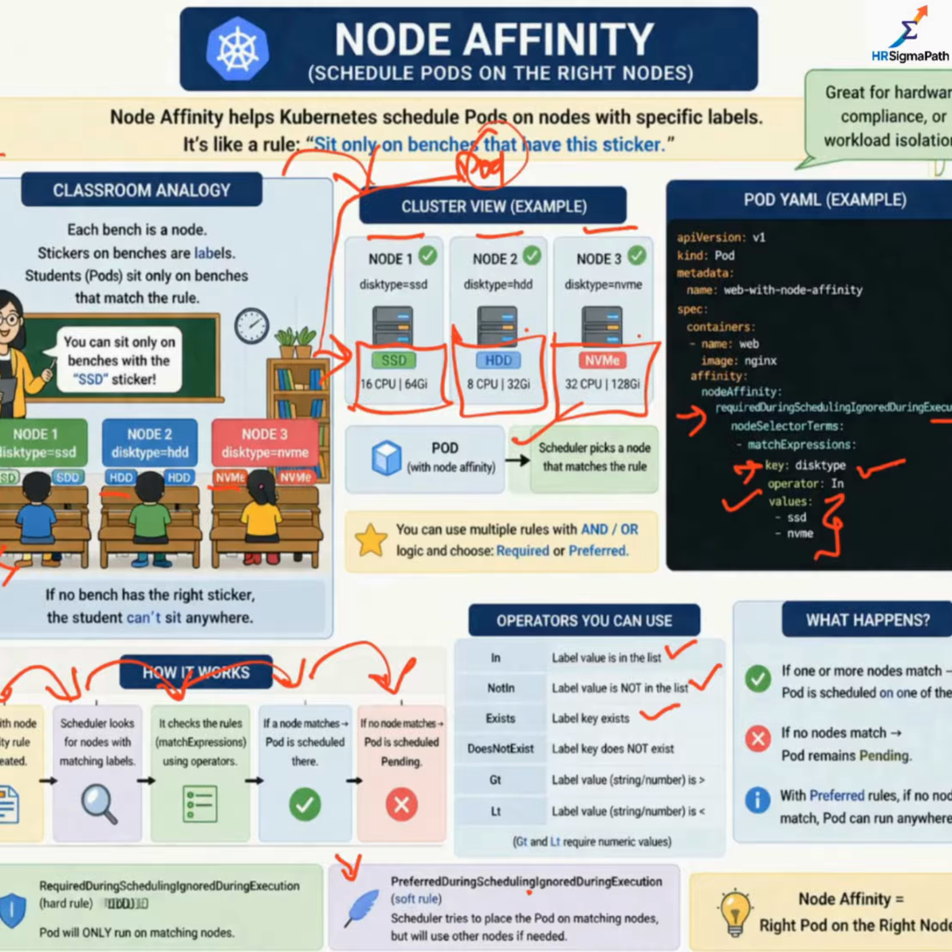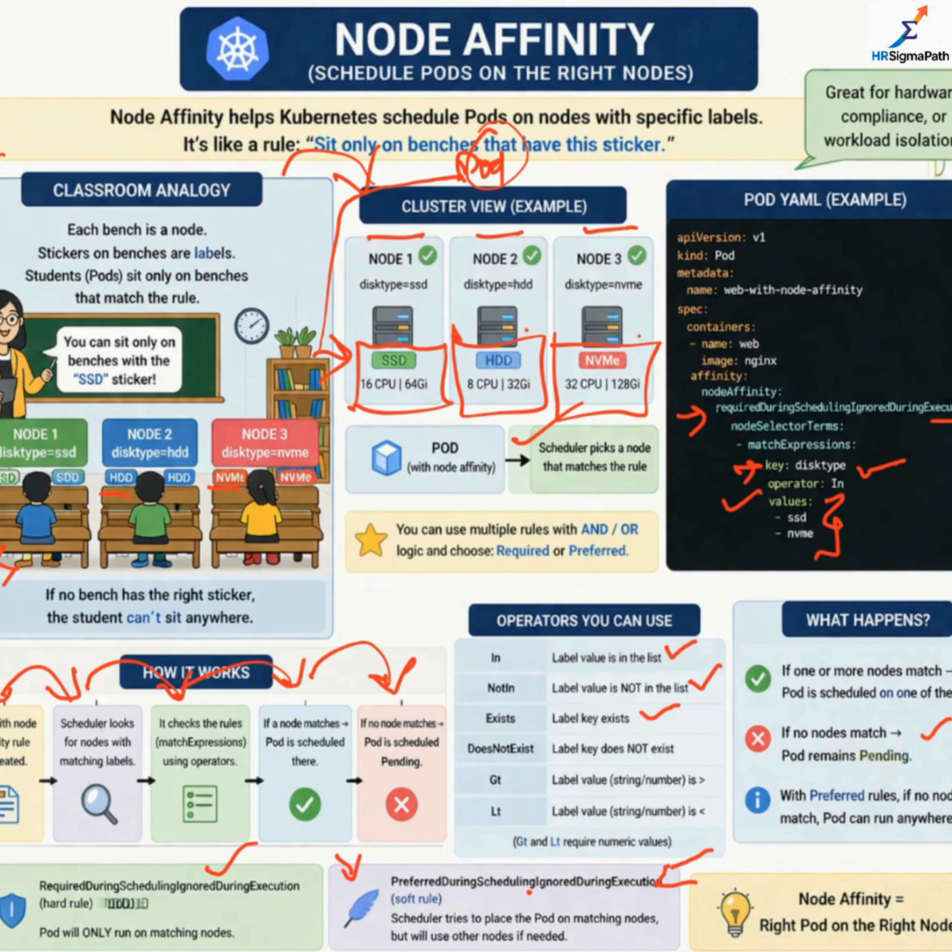So just remember, if one or more nodes match, then the pod is scheduled on one of them. If no nodes match, then the pod remains pending. With the preferred rule which we have discussed here, if no nodes match, the pod can run anywhere. So node affinity simply means the right pod on the right node, but with preferred, the pod can run anywhere. With the strict rule, it is the right pod on the right node.